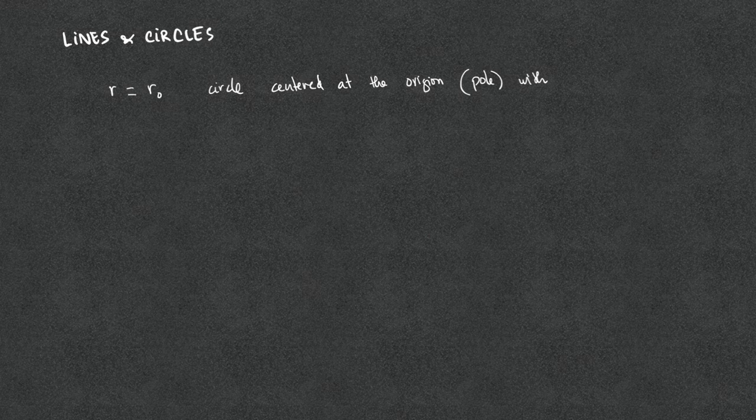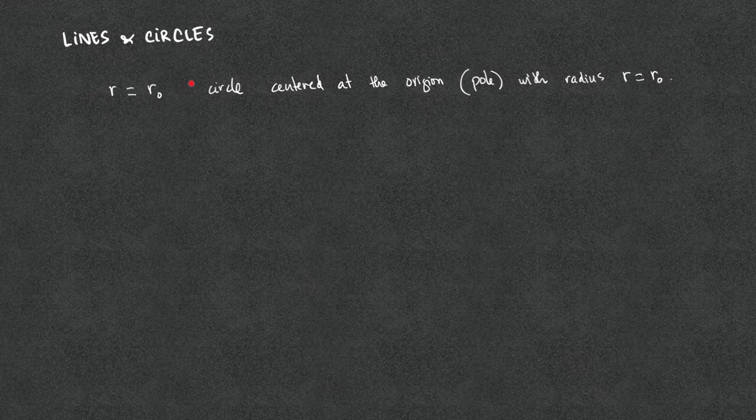Line and circle in polar coordinates. In polar coordinates, the equation r equals r0 represents a circle centered at the origin, or the pole, with radius r0. Notice that in this equation, the angle theta is missing.